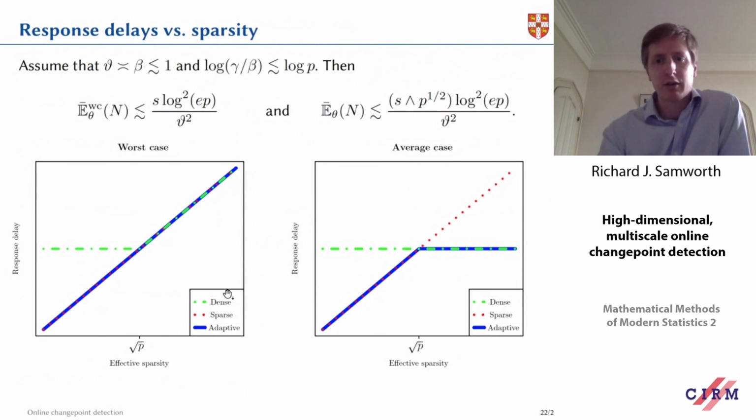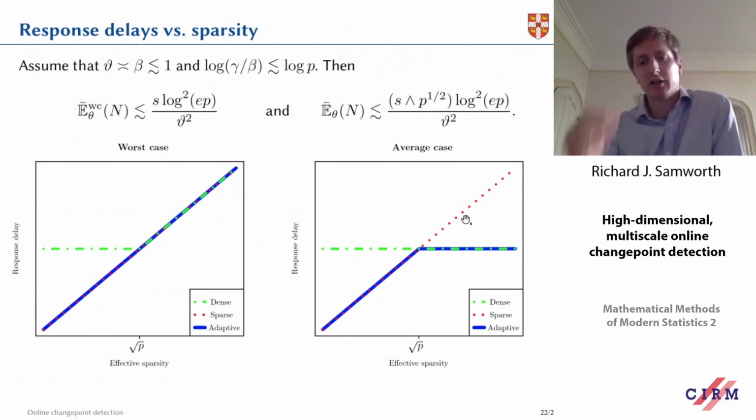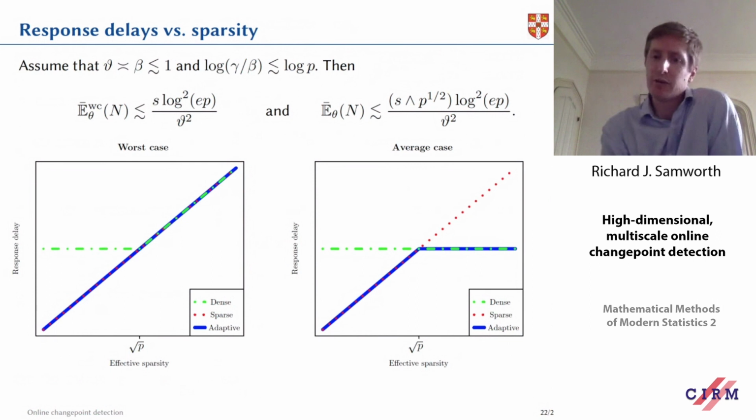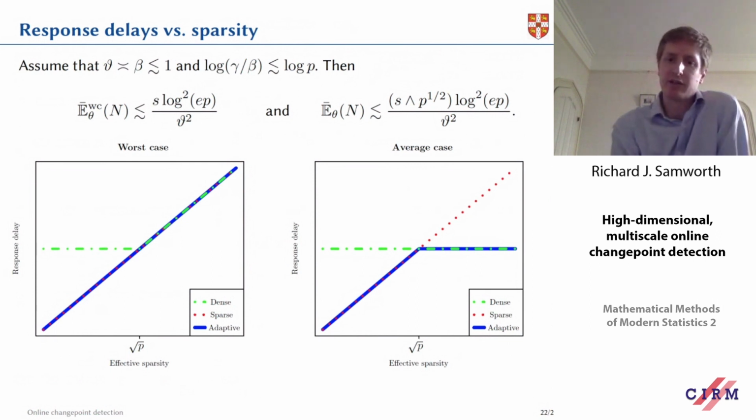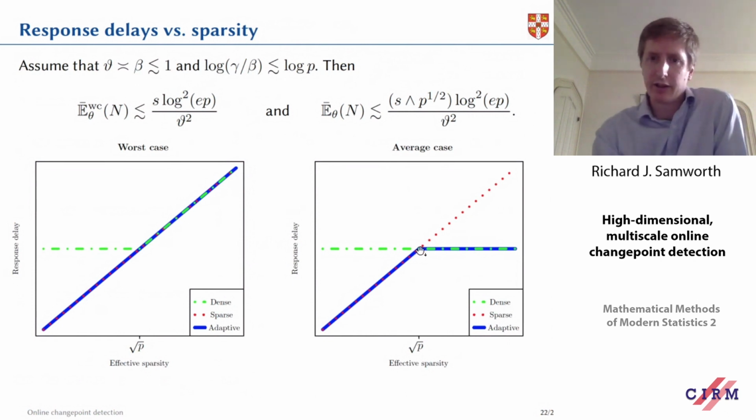And the sparse algorithm performs poorly in the average case when the sparsity exceeds the square root of p. But fortunately, the adaptive algorithm is able to get the best of both worlds in these cases. So there's an interesting elbow effect for sparsity at level square root of p, and that type of elbow effect has been observed previously in other high-dimensional change point problems.